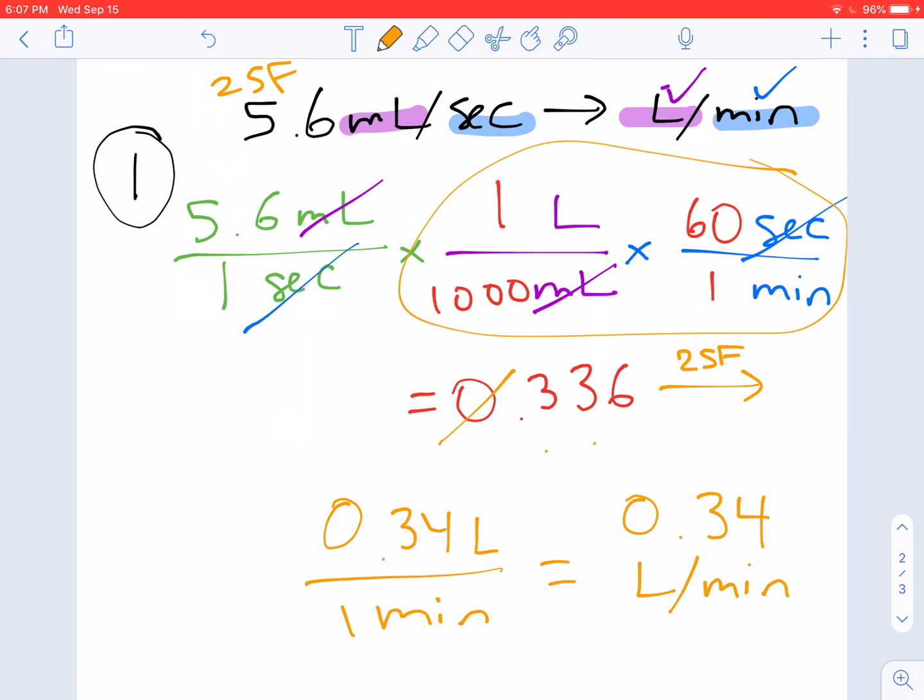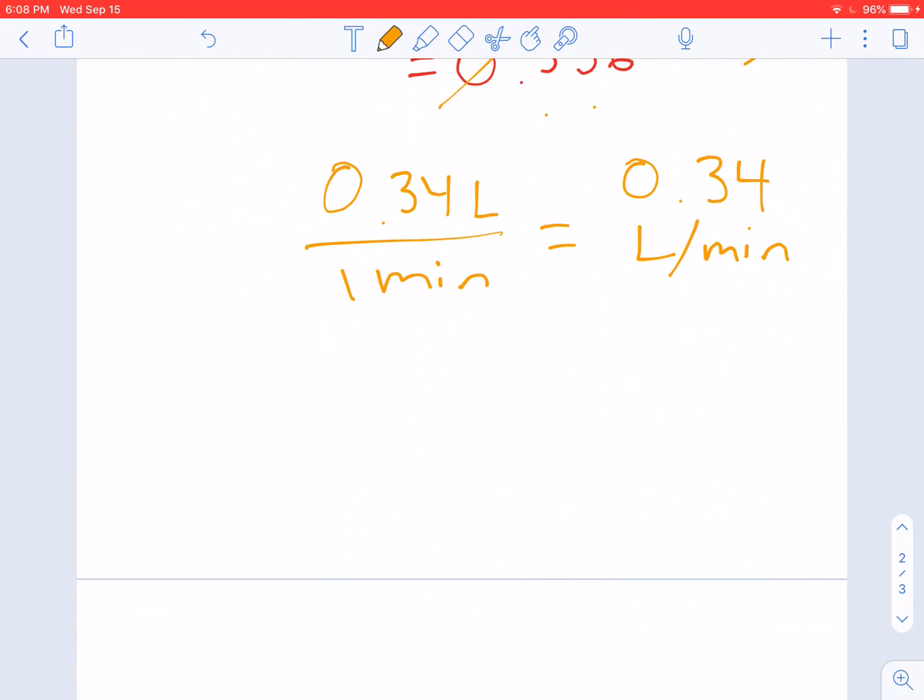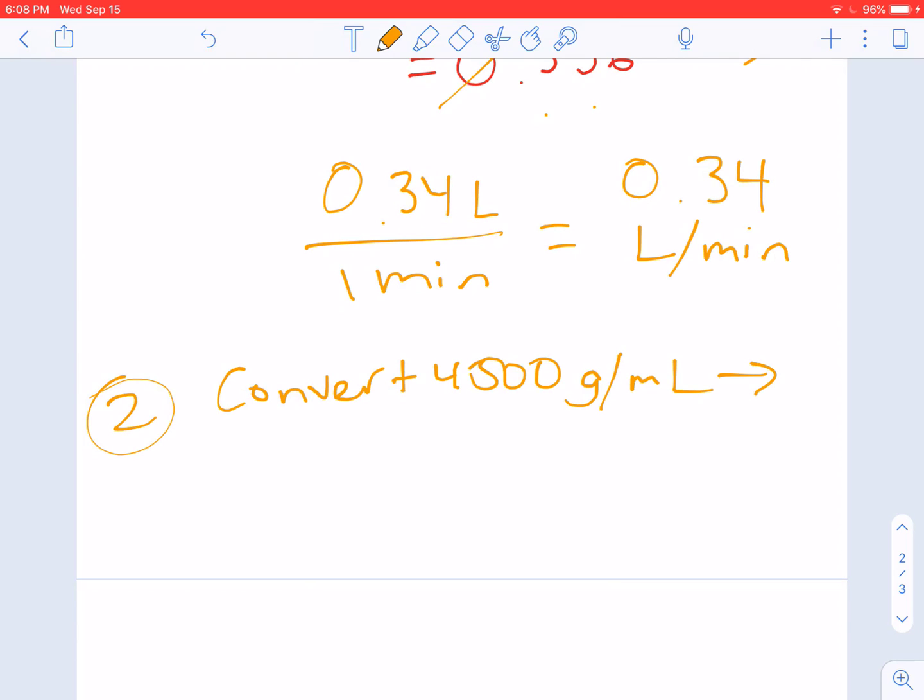So now I'm going to look at number 2. Number 2 says convert 4,500, that's a 5, grams per milliliter to kilograms per liter. So again, in my plan of attack, I have grams. We're going to go from grams to kilograms, and then milliliters to liters.